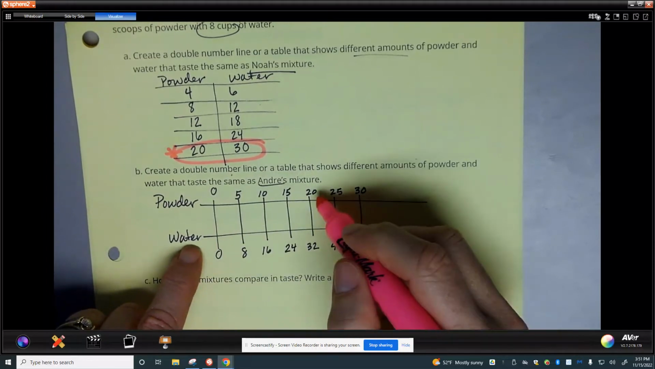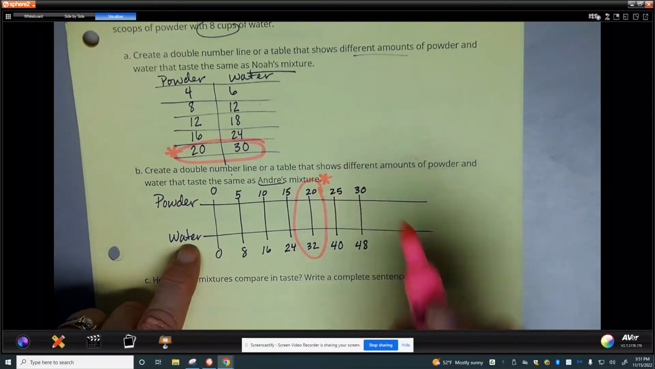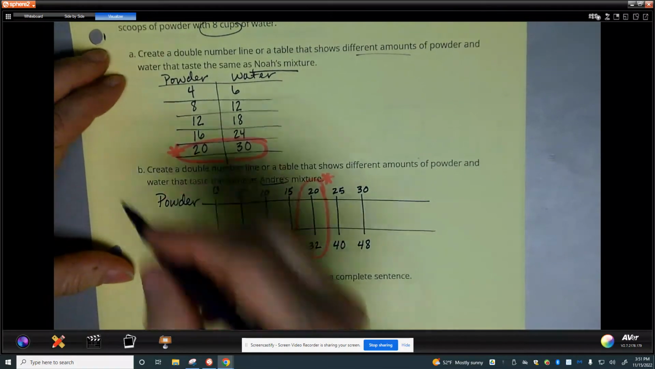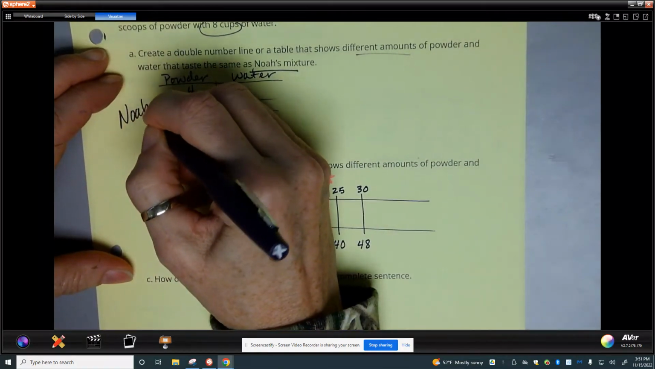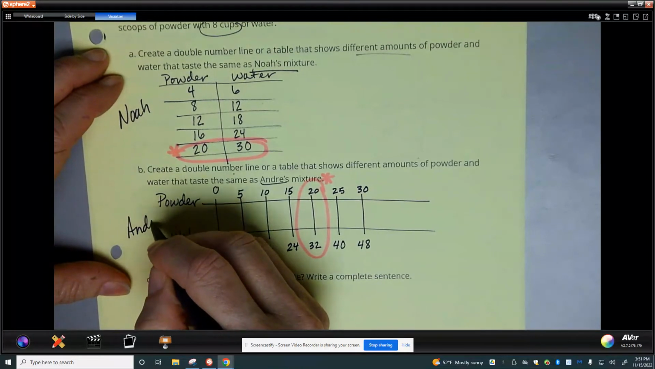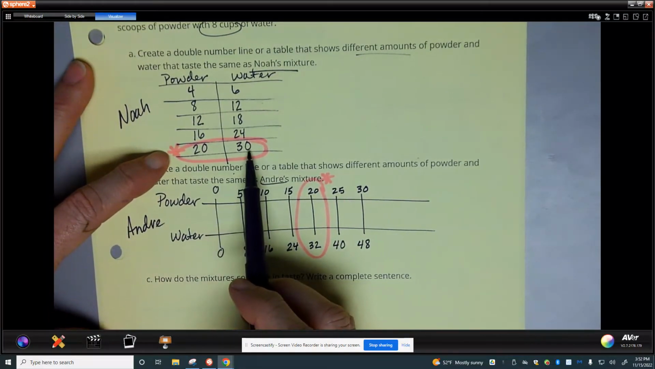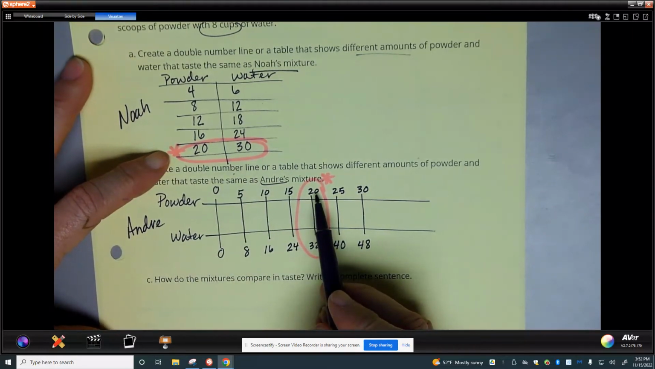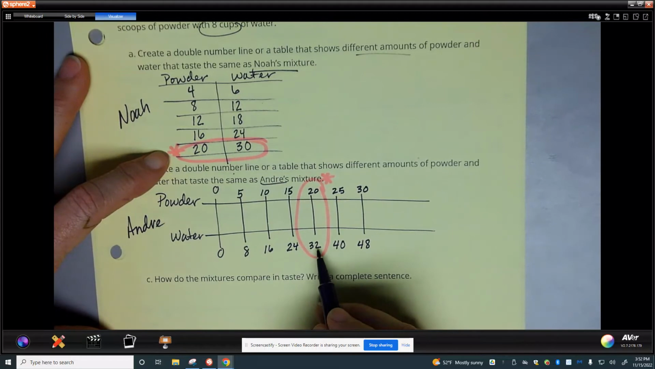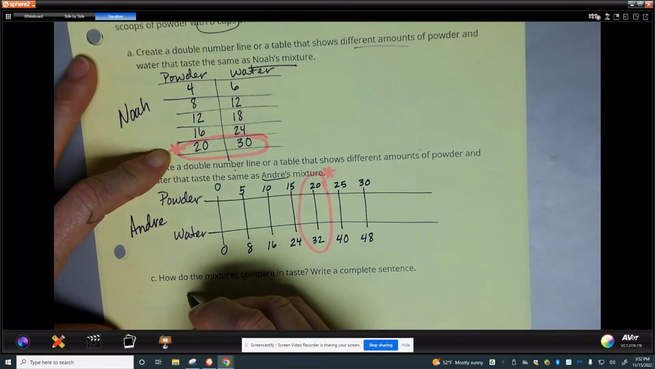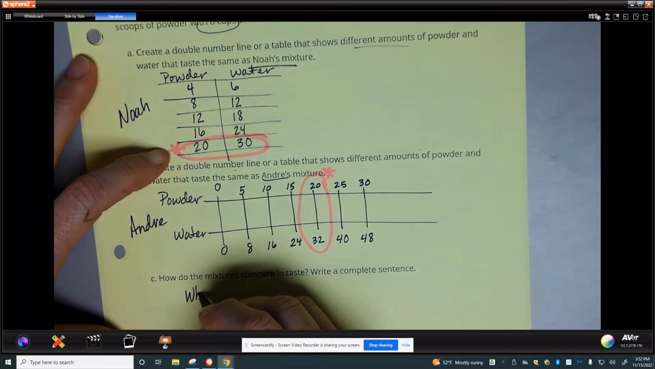powder, which means I go to powder, find 20. And what do I notice? This is Noah, and this is Andre. When Noah uses 20 scoops of powder, he uses 30 cups of water. And when Andre uses 20 scoops of powder, he uses 32 cups of water. So Andre uses more water.